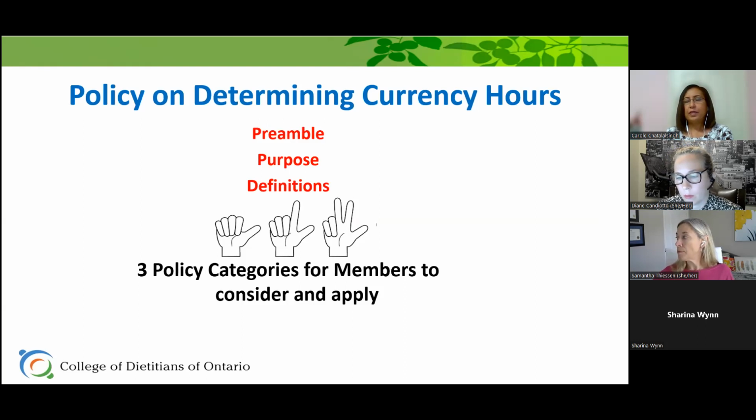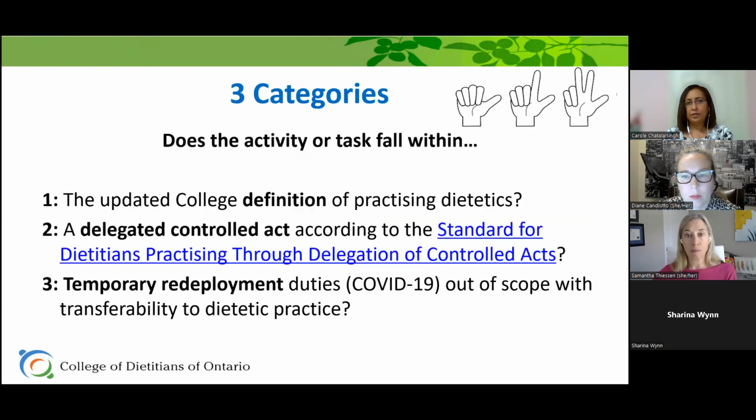So in the policy itself, it starts with a preamble. We have a purpose statement. We have some definitions in the footnotes and some references. All of this is important. However, as I mentioned, the three categories we're going to focus on are: can you just advance the slide, please? The slide has the three overarching categories.